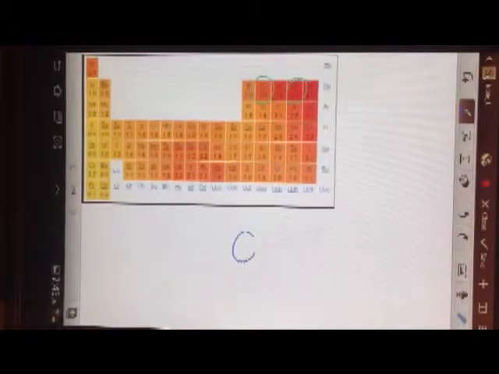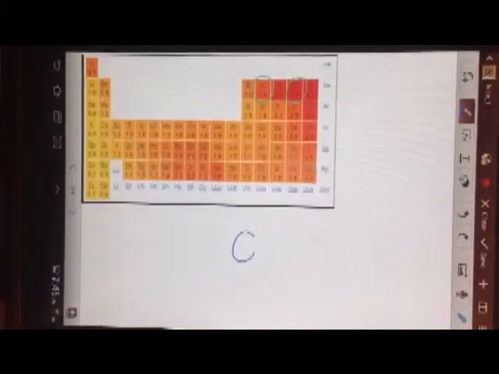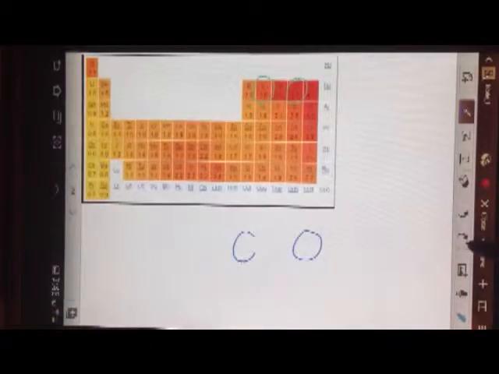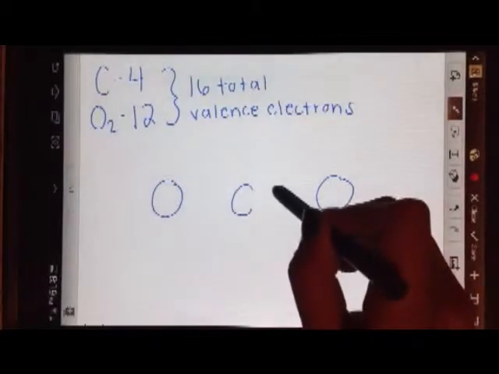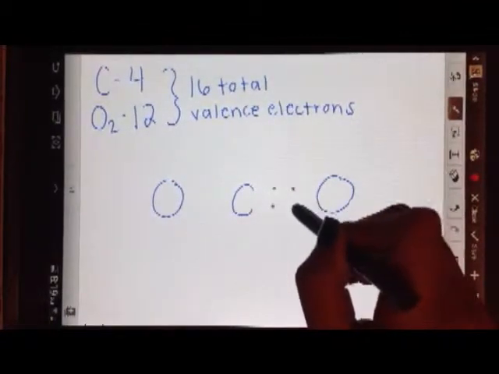Carbon has the least electronegativity, so it goes in the middle, while on its sides is oxygen. Now start filling in the 16 valence electrons.